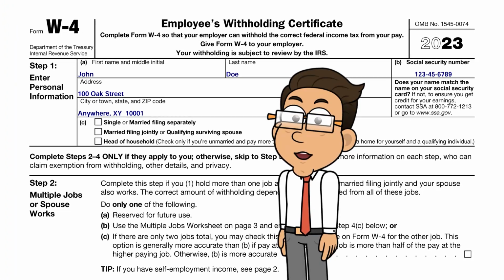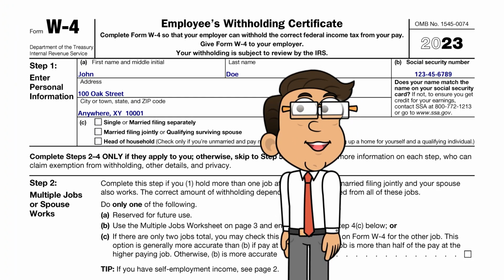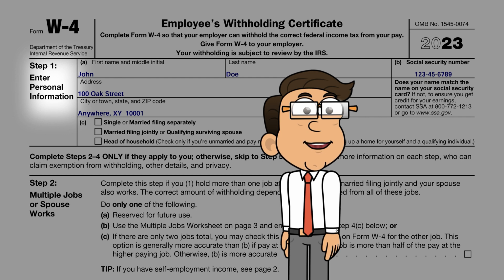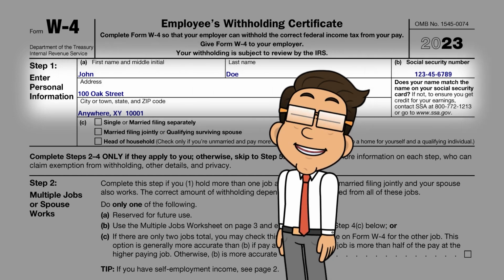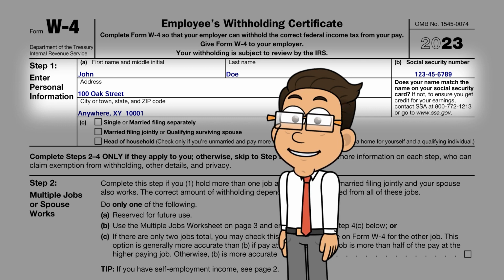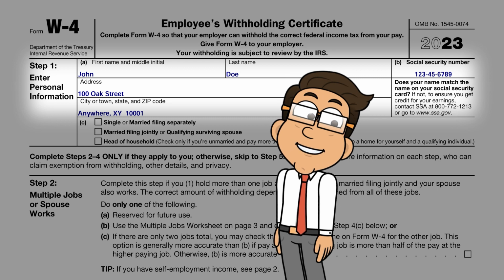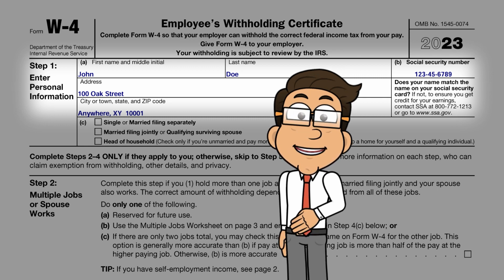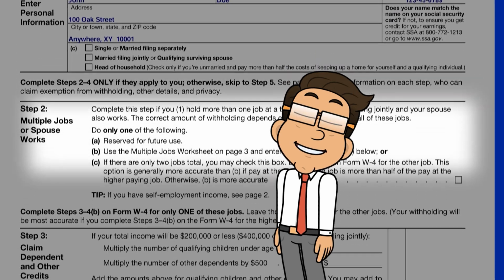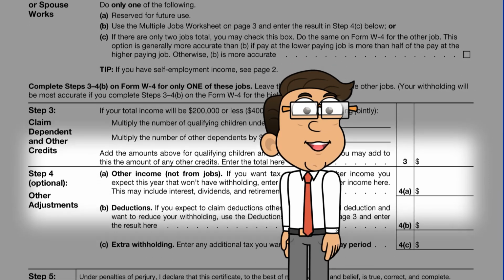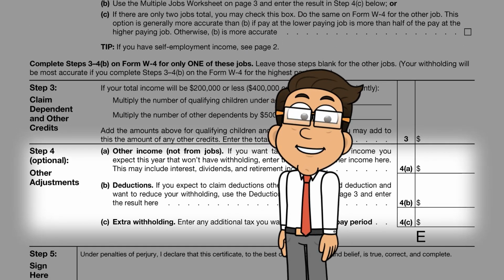Well, it's fairly simple. First, you'll need to fill out Step 1, Personal Information. This includes your name, address, and social security number. The next part to pay attention to if you're claiming exemption is the line where you can write exempt. This indicates to your employer that you meet the conditions mentioned earlier and no federal income tax should be withheld from your pay. To do this, write exempt on Form W-4 in the space below Step 4C.